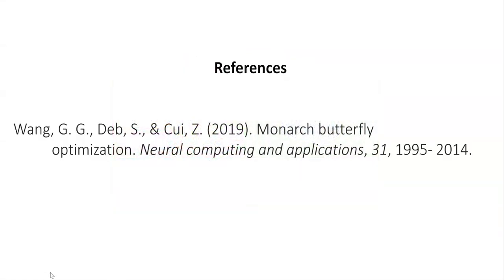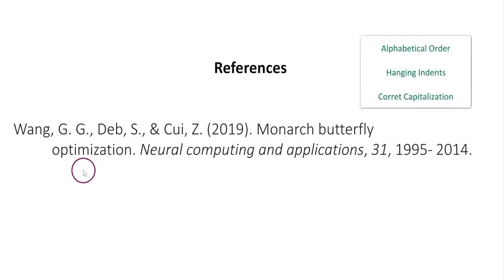Your final page is your reference page. As you can see, references is written in bold, and then the reference that I used is here. Capitalization is correct. Hanging indent is correct. And if I had more than one reference that I used, of which you will have, it should be in alphabetical order.